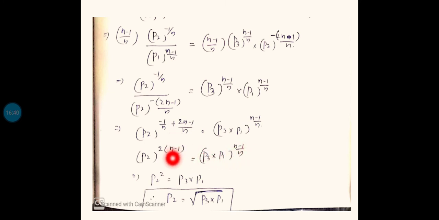See, here (n minus 1) by n is there, and (n minus 1) by n is there on the other side, so they will get cancelled. So P2 raised to 2 equal to P3 into P1. So P2 equal to root of P3 P1. For the minimum work requirement, this condition is to be satisfied: the intermediate pressure P2 should be equal to root of P3 into P1.